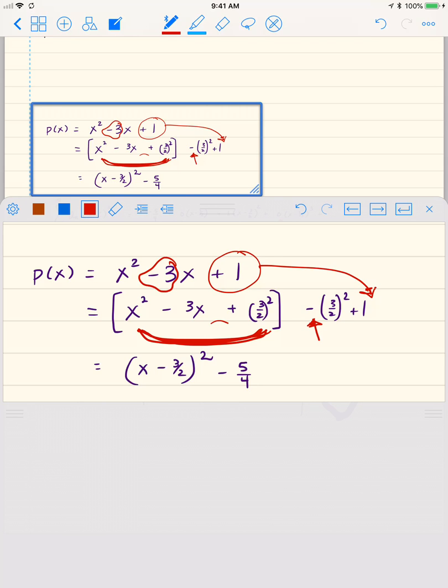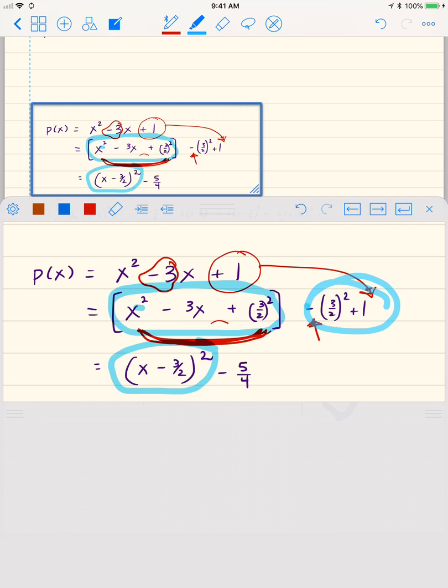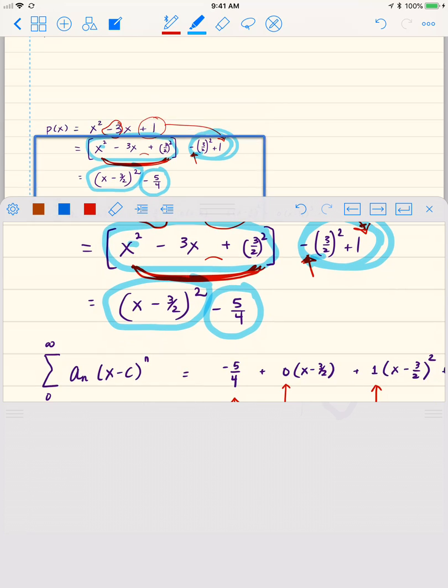And so the square that I completed is down here, right? It's x minus 3 halves quantity squared. And then to get the minus 5/4, I just simplified that constant at the end. So I have minus 5/4.